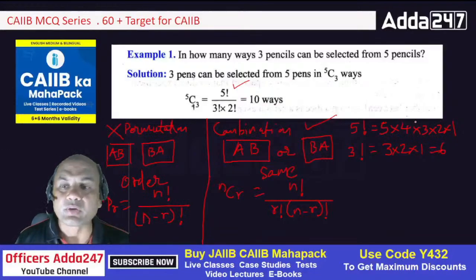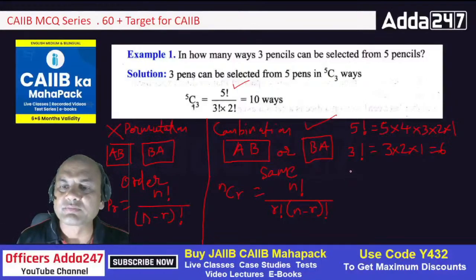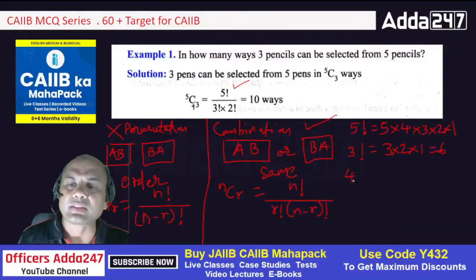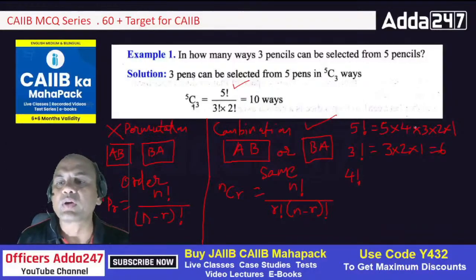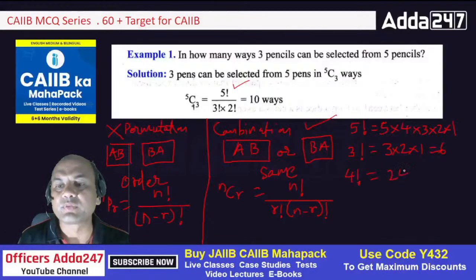Yeah, 120. Okay. Let me not give you a difficult one. Let's say 4 factorial. So it is what? 4 into 3, 12. 12 into 2, 24. So the answer is 24, right? So this is the way we calculate the factorials.